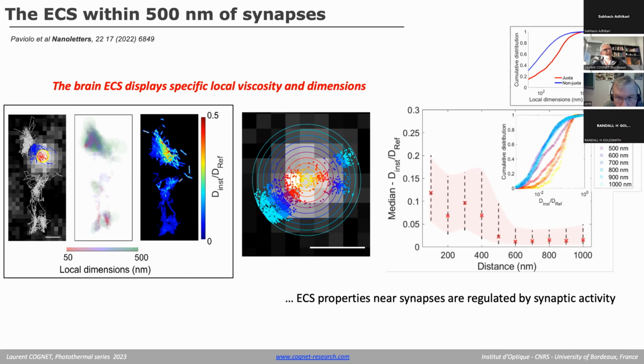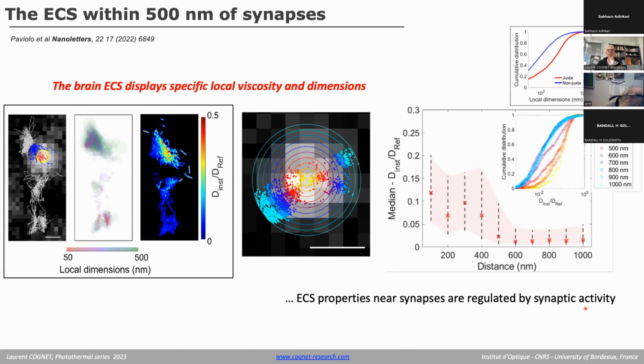And by analyzing the diffusivity as a function of the distance from the center of the synapse, and the same thing with the local dimension, we could see that within 500 nanometers around the synapse, diffusivities are larger, and dimensions of the brain extracellular space are larger. That was very clear and extremely surprising. It means that in the brain, the diffusivity for molecules within 500 nanometers around synapses is larger. And we have seen, I will not go into the detail, that this is regulated by synaptic activity.